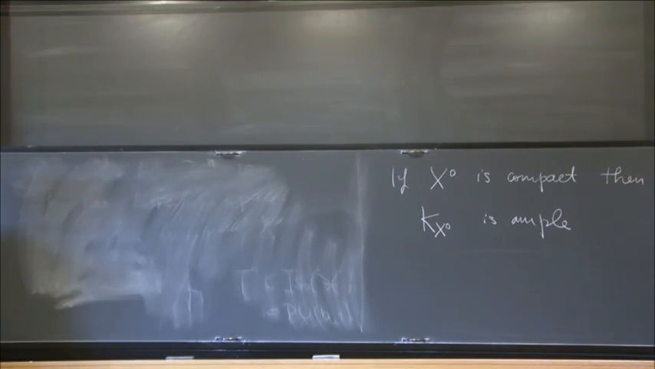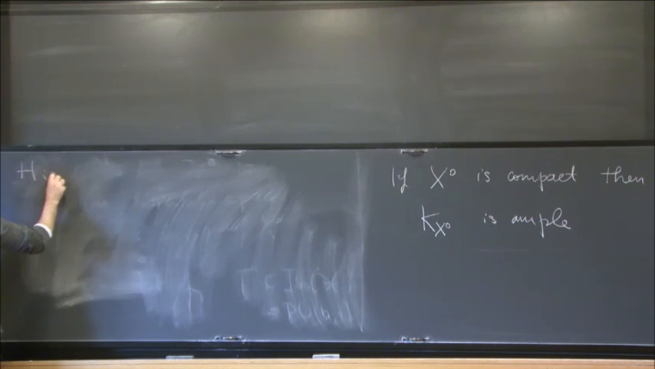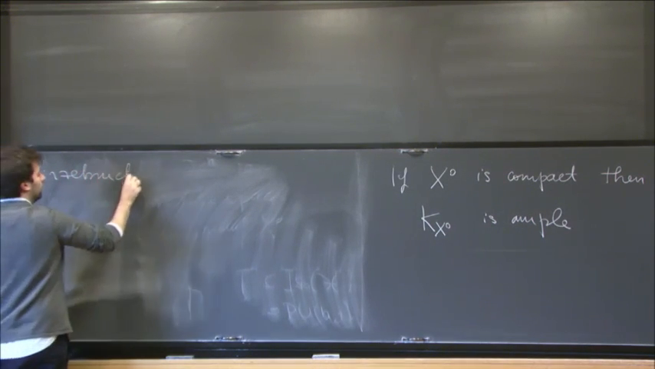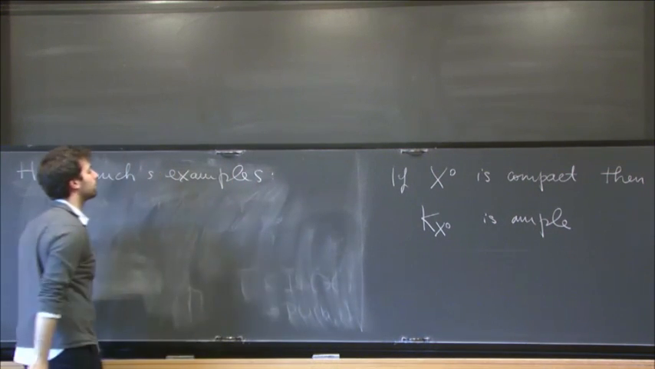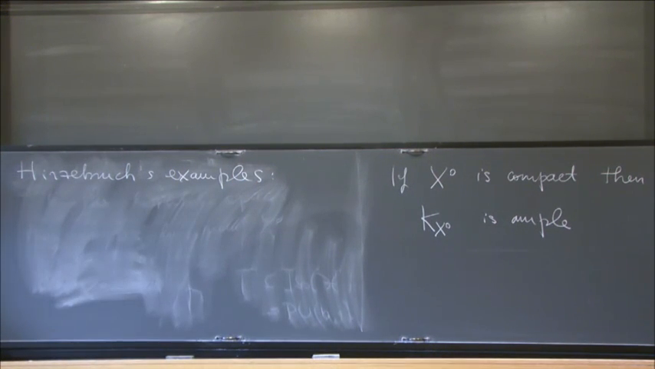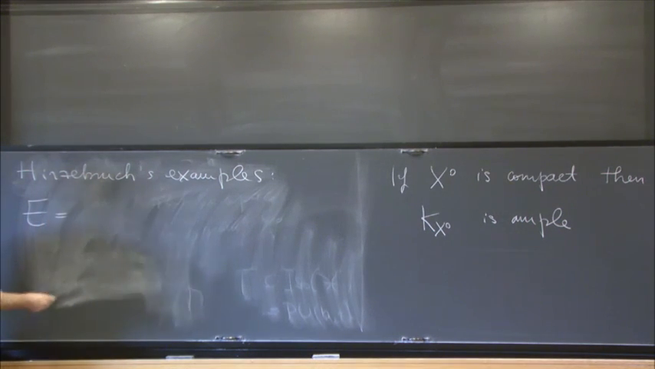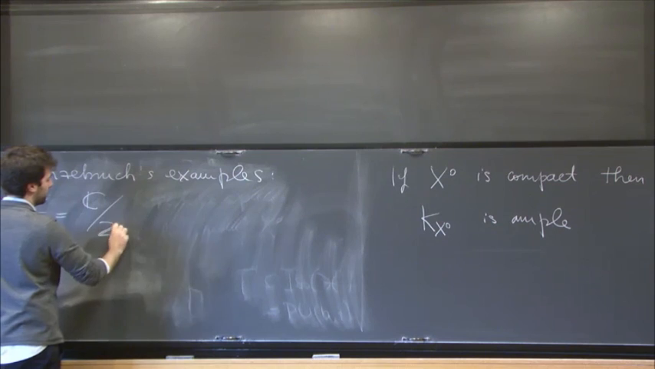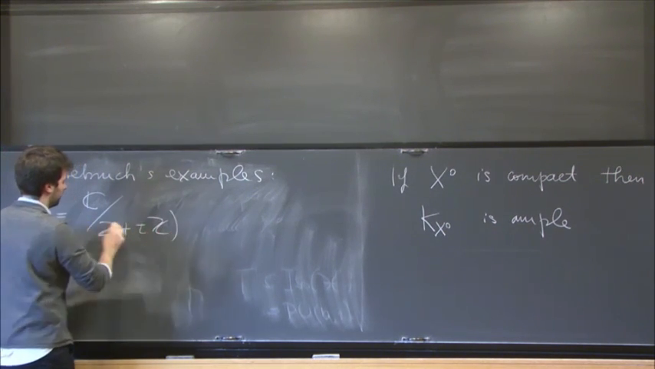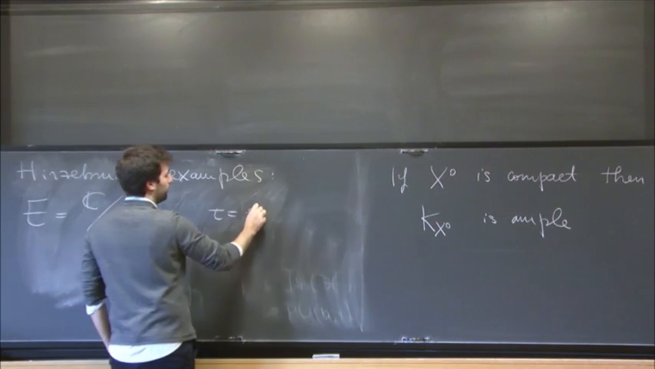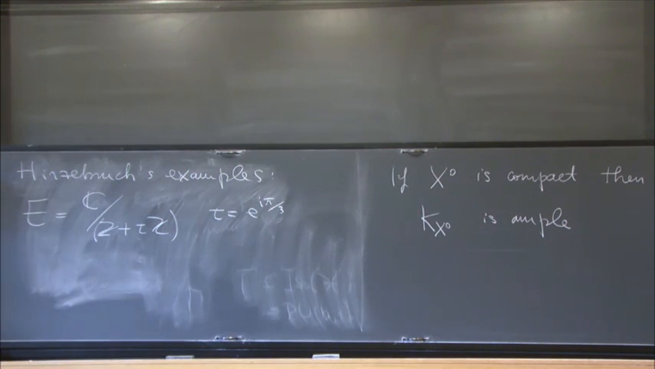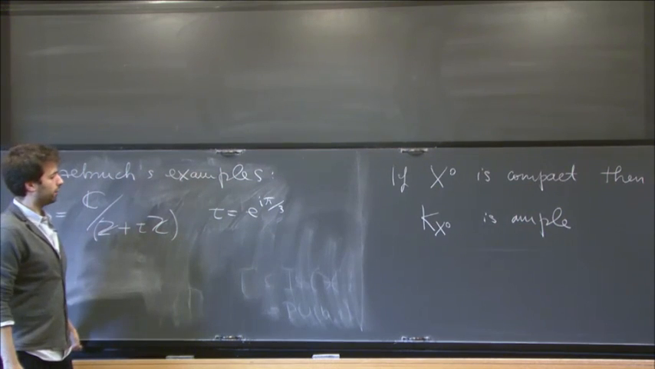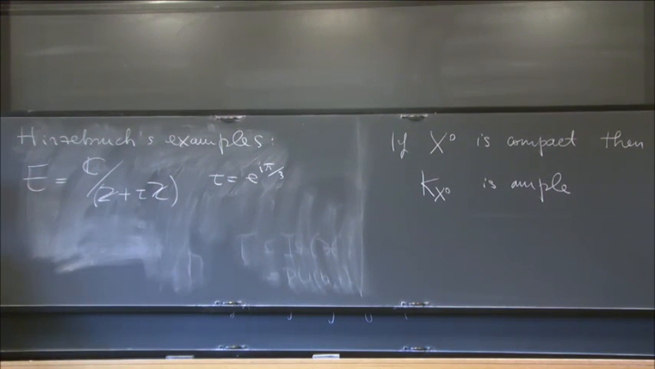Okay, so let me try to explain the examples. We start with an elliptic curve. Let's take E to be C modulo the lattice generated by 1 and tau, where tau is e^(i pi/3). So here you have complex multiplication, which is going to be important for later.